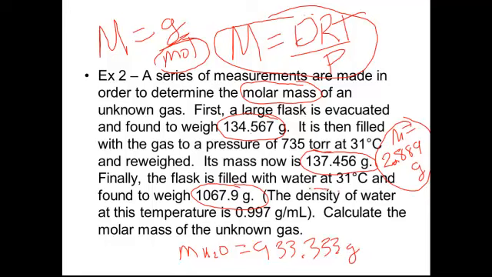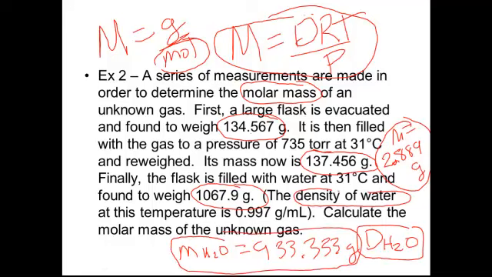Then they also tell me the density of the water. That's interesting to know, because remember, we're talking about a gas here, not this liquid water stuff. But if we know the density and the mass of the water, since density equals mass over volume, we should be able to find the volume. So volume is equal to mass over density.